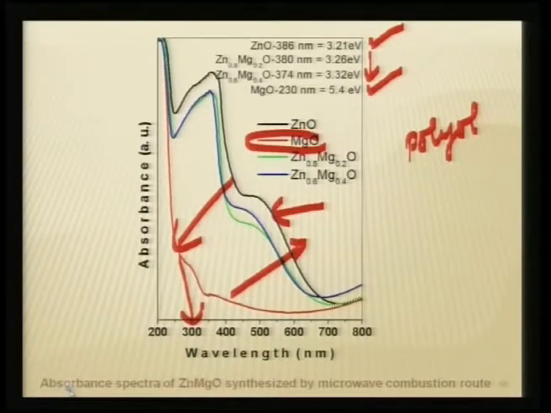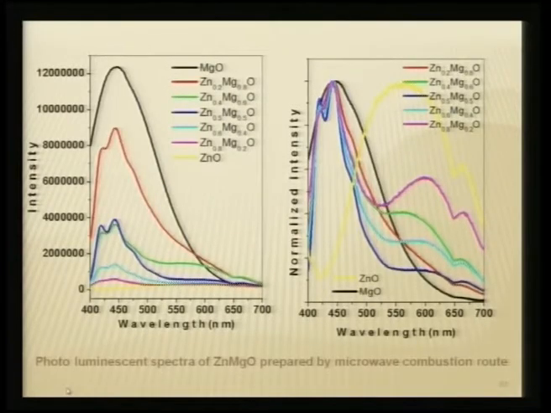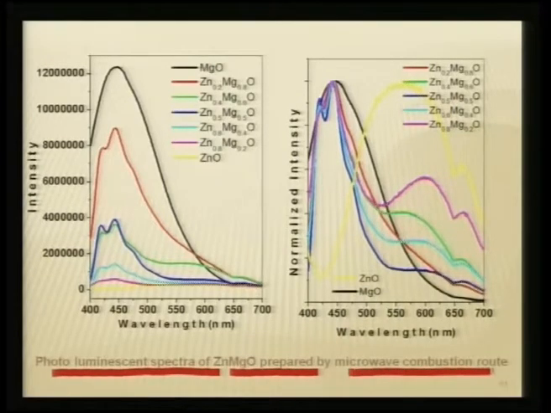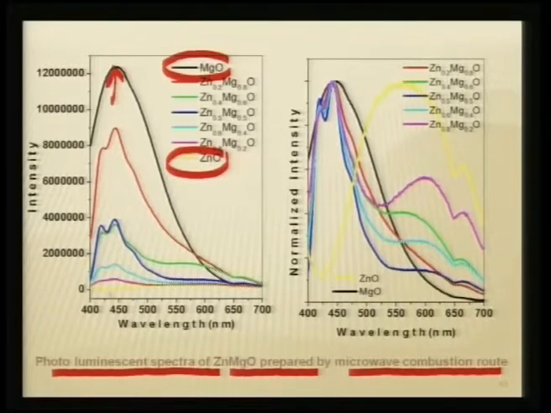Now, this is the consequence on the PL. The photoluminescence spectra of zinc oxide prepared by the microwave combustion route clearly show the following trend. What is the situation? If you take magnesium oxide, as expected, magnesium oxide shows the PL feature here, but once you start doping zinc, in this case, zinc oxide loses completely the band to band emission, neither does it show the defect free concentration.